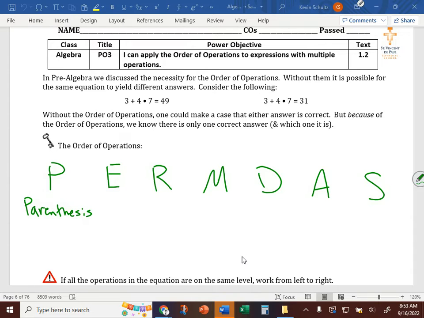Is parentheses actually an operation, though? No. You can't parenthesize something, like you can multiply something or divide something. So what's the role of parentheses? If it's the order of operations, but parentheses isn't an operation, what are they for? It allows you to change the order of operations into something that you want. If we wanted 3 plus 4 times 7 to equal 49, we can make it equal 49 by doing what?